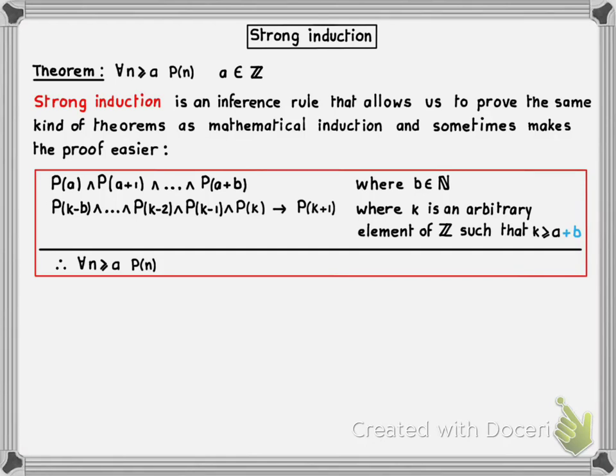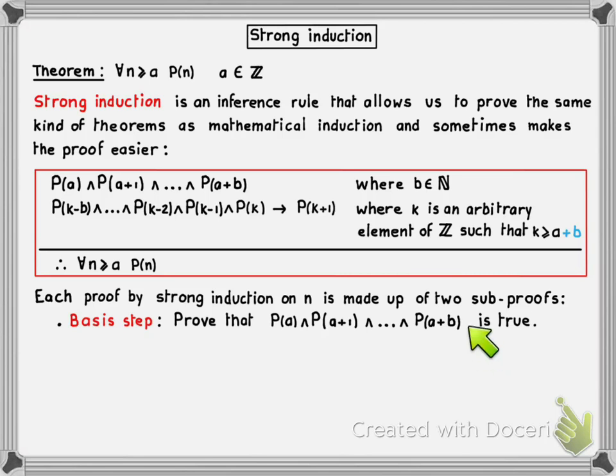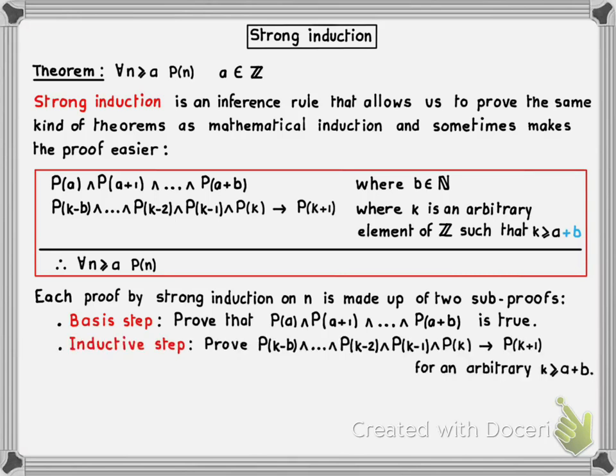So how do we use this inference rule to write proofs by strong induction on n? Well, as before, we have to write two subproofs. First comes the basis step, which is to prove this conjunction. Remember that you get to choose the value of b, the value that makes your proof easier to write. Then the second subproof is called, as before, the inductive step. It requires you to prove this conditional for an arbitrary value of k, where k is an integer greater than or equal to a plus b.